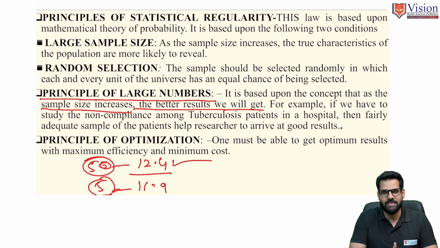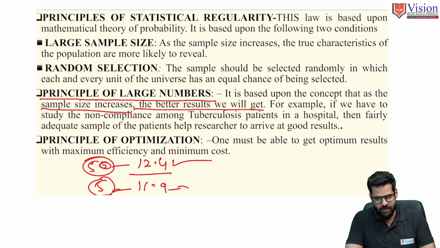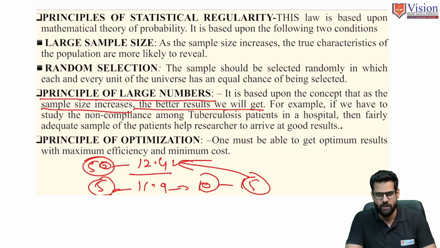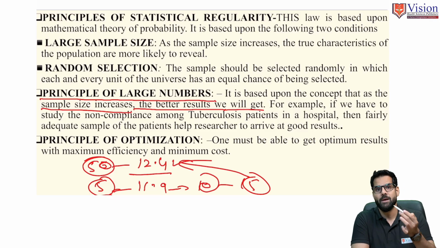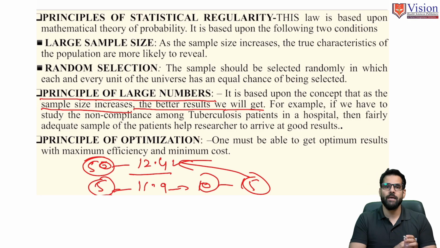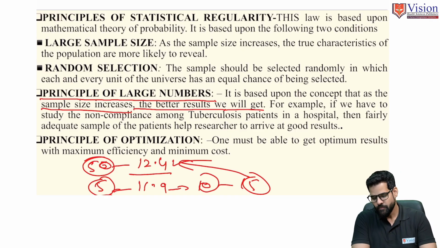So if you want to minimize this error, what can you do? You just increase the sample size to 10 or maybe 15. So you will become very close to the actual number. So that is the principle of large numbers. So your result would be more valid, okay? And that is why whenever you read a paper or look at some research, you should see how many samples they have drawn.